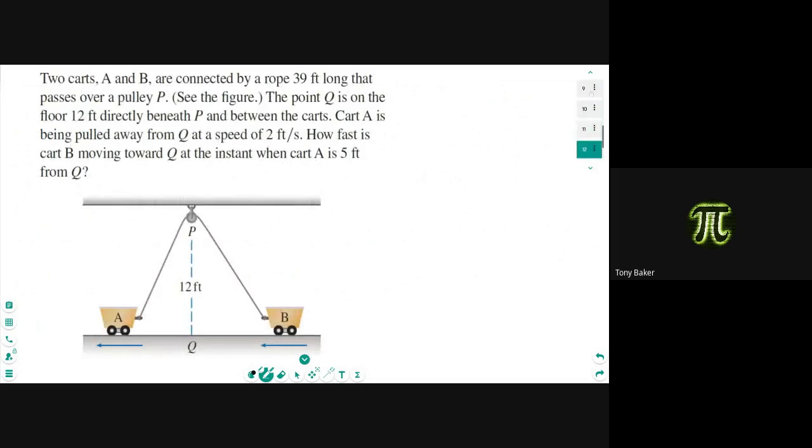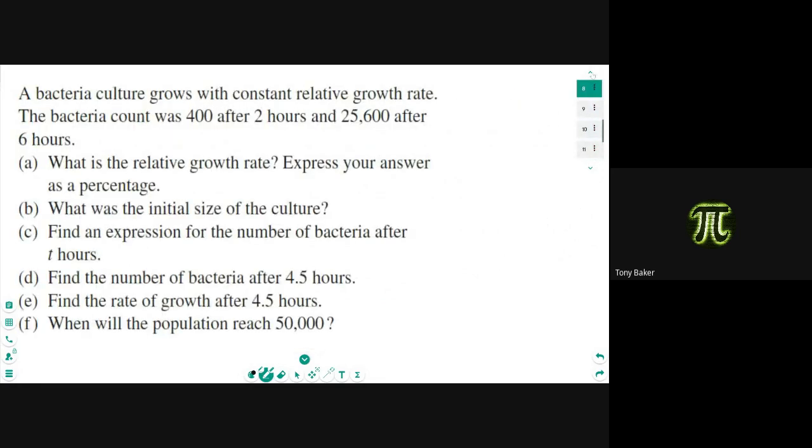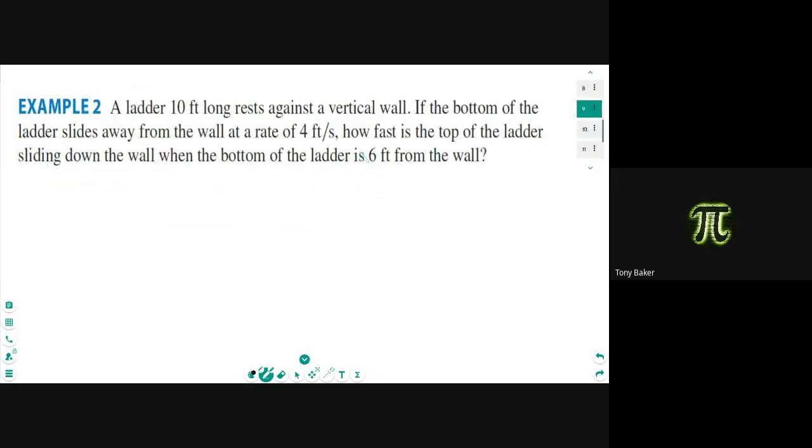Oh, I didn't put it in there. I don't do that one. All right, let's do this one.